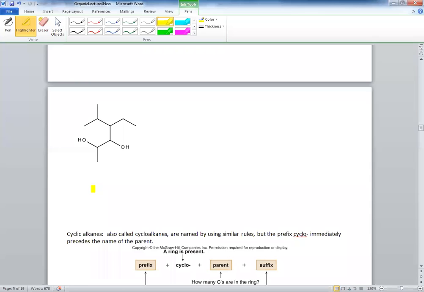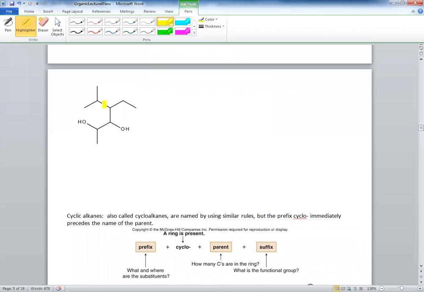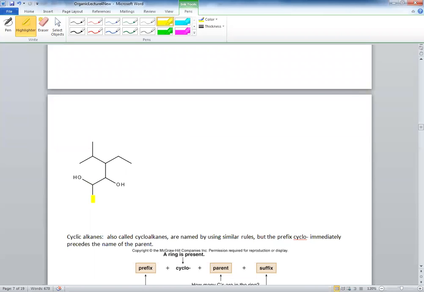All right, the highlighting isn't helping me here, so we will just use this. So here's your longest chain. It goes 1, 2, 3, 4, 5, and 6 right here. We still need the longest chain that includes the OH.